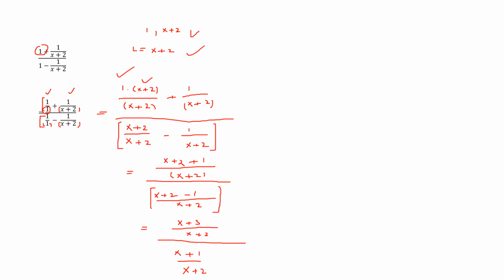Okay, so in the numerator portion, and in the denominator portion, both the denominators are the same, so they can be cancelled, and our answer will be x plus 3 divided by x plus 1. Simple as that. Okay, now let's see slide work.